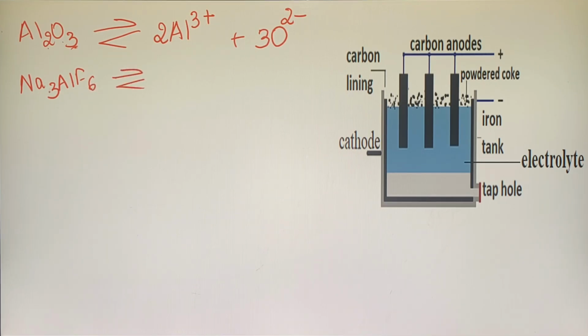Na3AlF6. This also will decompose. Can you tell me how many atoms of sodium are there? 3. 3Na. What is the valency of sodium? 1 plus. Then I have no number here, so I will take it as 1.